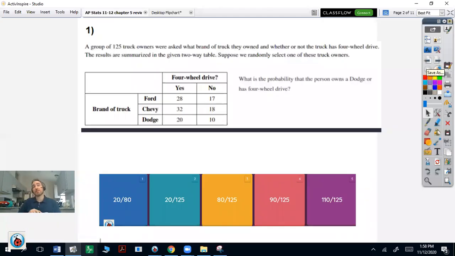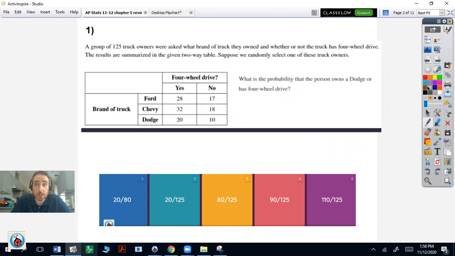We are going to go over the quizzes. If you want to pull this up live and watch this, you can see each question going on individually. Question number 1: a group of 125 truck owners were asked what brand of truck they own and whether or not the truck has four-wheel drive. The results are summarized in the two-way table given below.